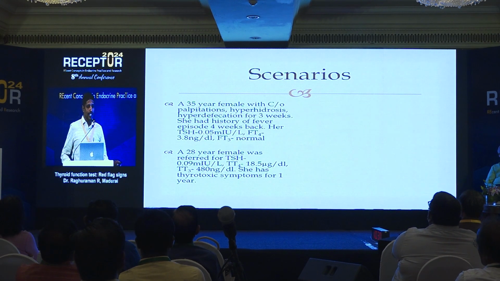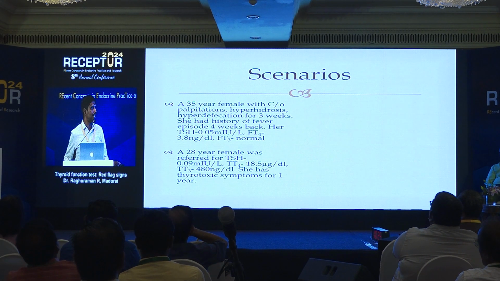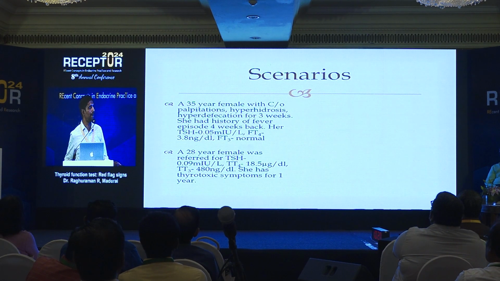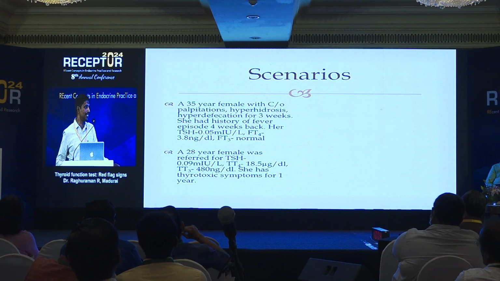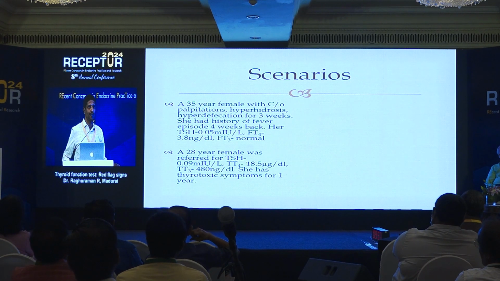Coming on to the next scenario, here a 35-year-old female who has history of thyrotoxicosis features for only 3 weeks, but patient had history of fever 4 weeks back with URT. Her TSH was decreased, T4 was on a higher level, but T3 is on the normal level. And in the second case, a 28-year-old female was referred for low TSH, and total T4 and total T3 were high. Patient had thyrotoxicosis symptoms for the last 1 year.